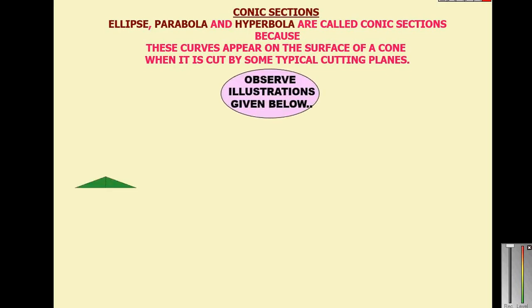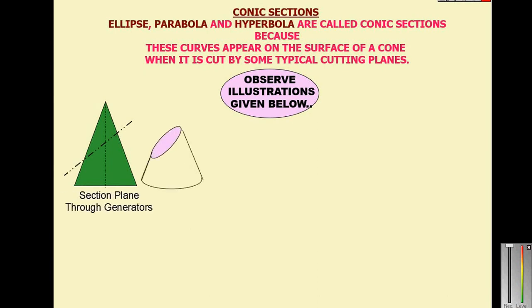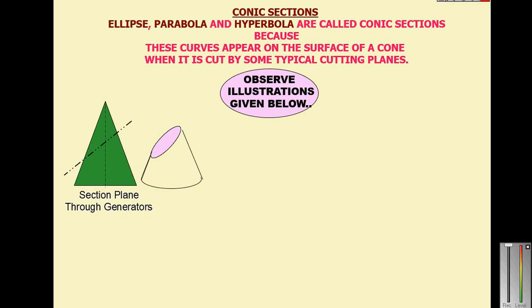called conic sections because these curves appear on the surface of a cone when it is cut by some typical cutting planes. So this is a cone, and this cone is cut by a section plane. This section plane cuts through the generators, and you remove the apex portion. You will get the shape called ellipse. So this is the ellipse.